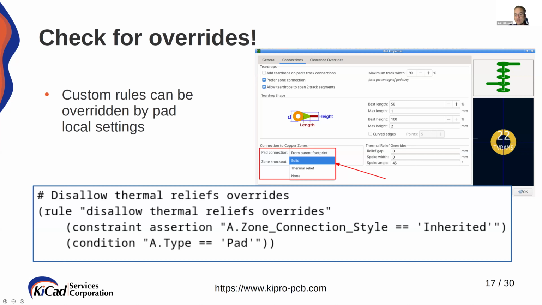So if that assertion is false, it will raise a DRC error. If the assertion is true, then nothing will happen. So if your pad connection style is inherited, then you won't see anything in the DRC. And if it isn't, then you'll see an error, and that will flag for you as the board designer that maybe your footprint designer, or maybe that footprint that you found online somewhere, isn't doing exactly what you want it to do. So this kind of rule can save you a little bit of headache trying to figure out exactly why the custom rules aren't working the way you expect them to with some footprints.